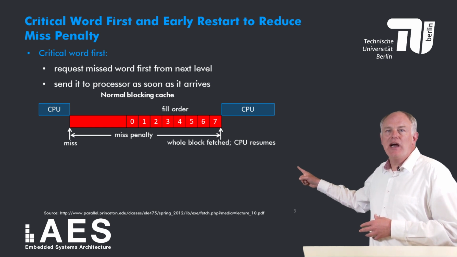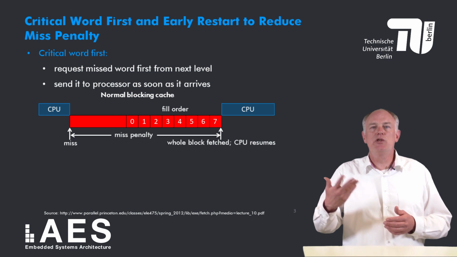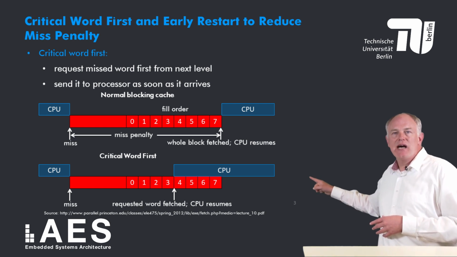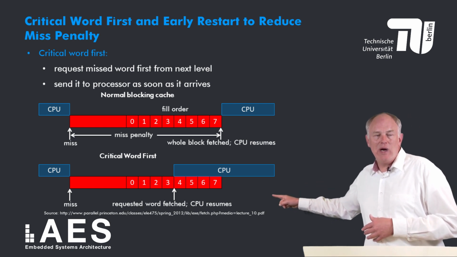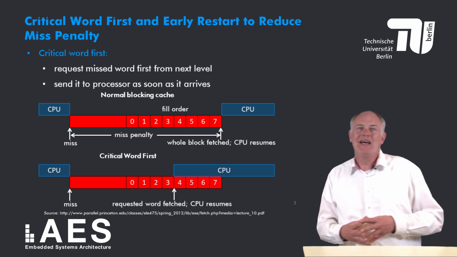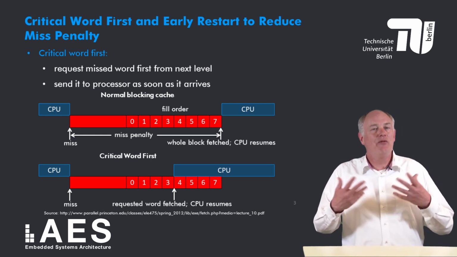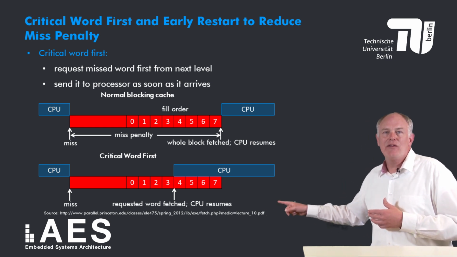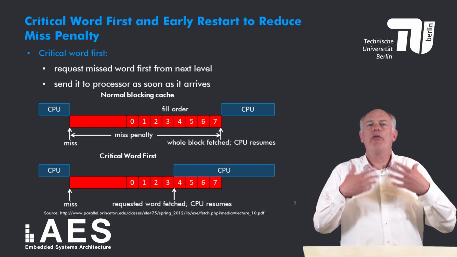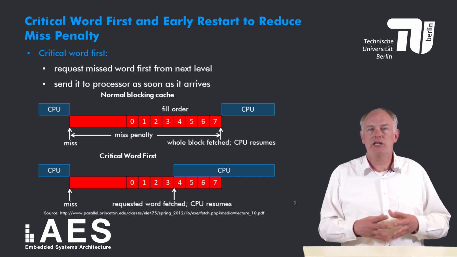Again, this shows the timing diagram of a miss in a conventional blocking cache. The CPU resumes only when the whole block has been fetched. And this shows the timing diagram of a miss when we apply critical word first. First, the missing word, word 3, is fetched, and as soon as it arrives, the CPU continues executing. The remaining words, words 4 to 7 and 0 to 2, arrive while the CPU is executing. In general, both early restart and critical word first only improve designs with large cache blocks.